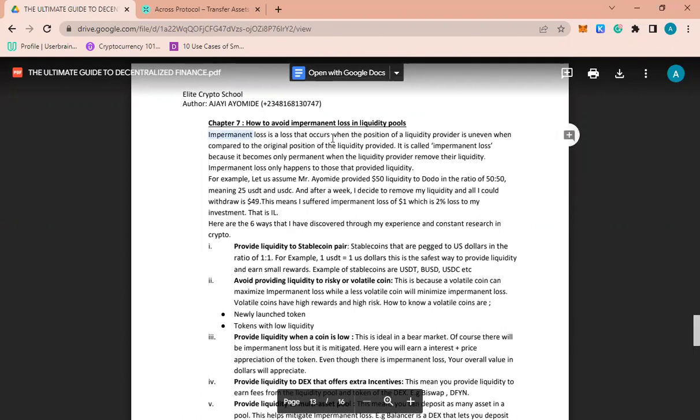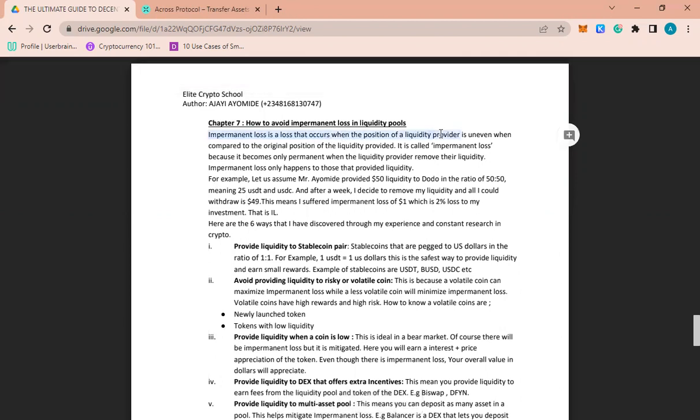Impermanent loss is a loss that occurs when the position of a liquidity provider is uneven compared to the original position of liquidity provided. It is called impermanent loss because it only becomes permanent when the liquidity provider removes their liquidity. Just like I added $4 liquidity to PancakeSwap, currently when I check it this morning, it should be around 3.9. So that $0.1 difference is my impermanent loss, and it will only be permanent when I remove my liquidity.